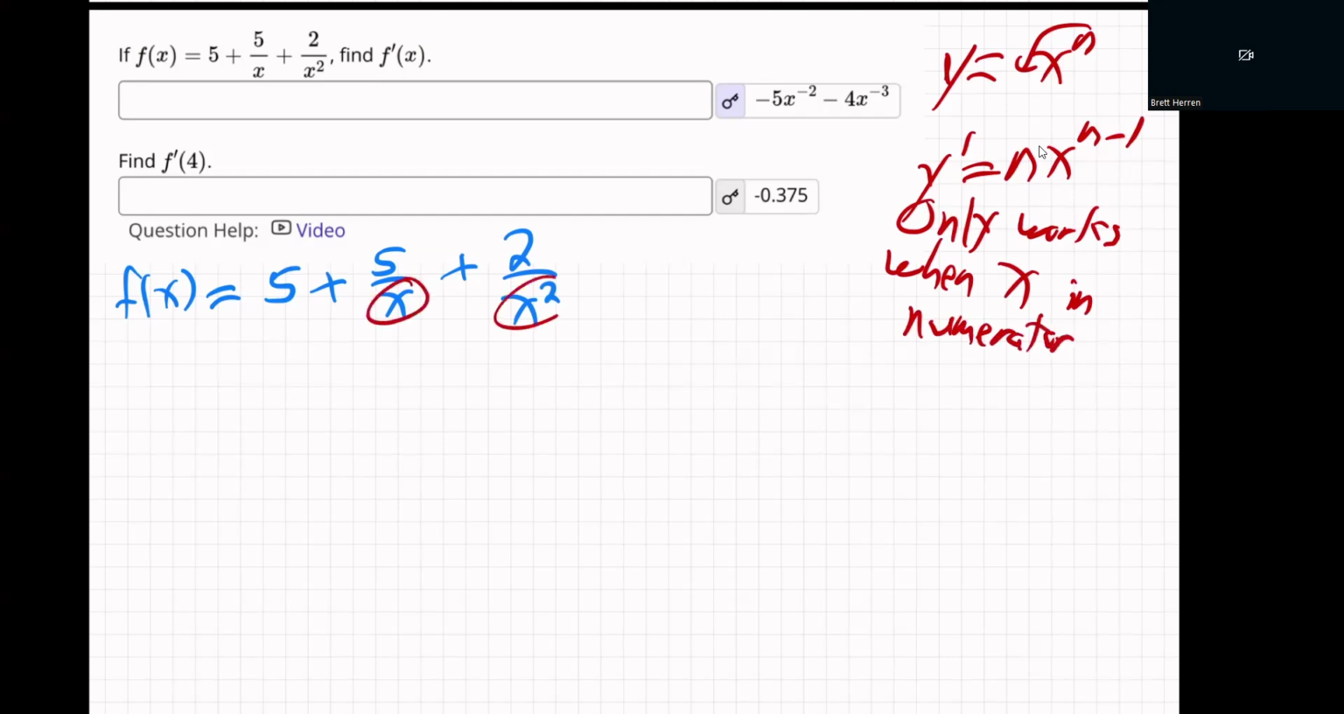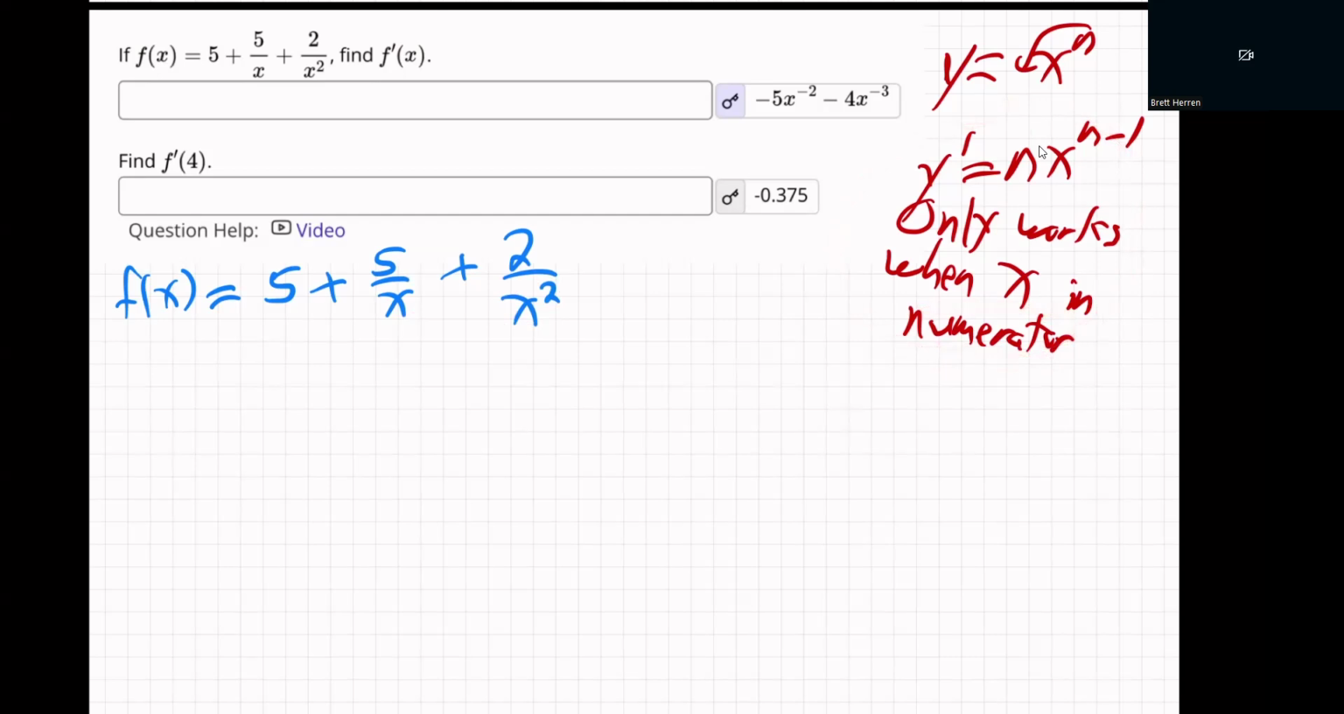So you can't have these x's on the bottom, because you might think, oh, just leave the 2 on the top and then bring down the 2 and subtract one, so it's 2x to the one. No, you actually can't do that. You can't do the power rule for x's on the bottom of a fraction. It's just simply not true. The power rule is only true when x is in the numerator.